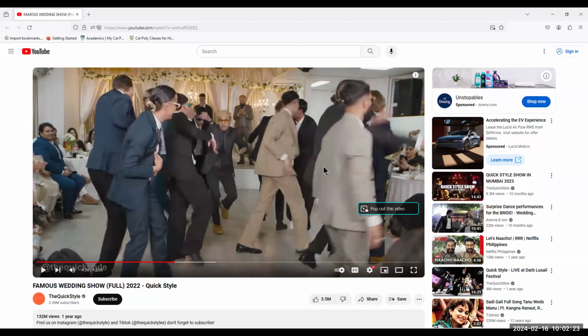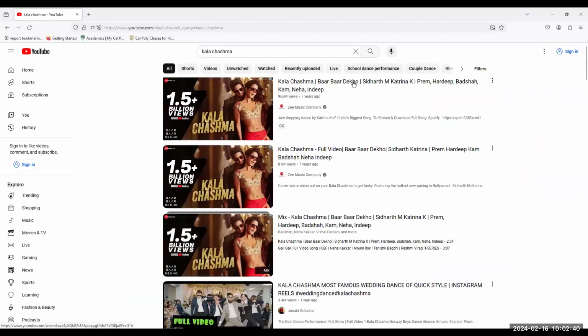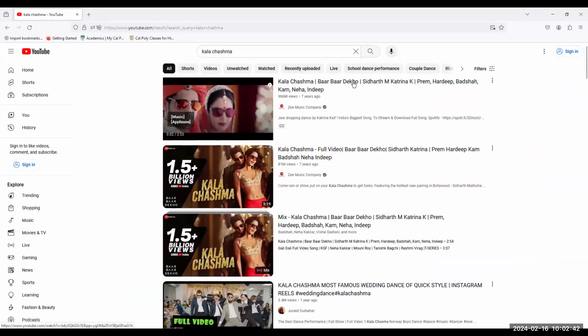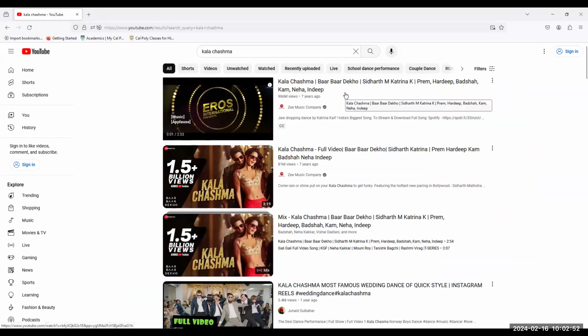But if you wish to check out the original song that this is based on, the group calls themselves Quick Style, and the song basically is Kala Chashma, which literally just translates to sunglasses or black sunglasses. Kala is black, Chashma is glasses. So Kala Chashma is black glasses, and it's from this. Enjoy your weekend. I will see you all on Wednesday.